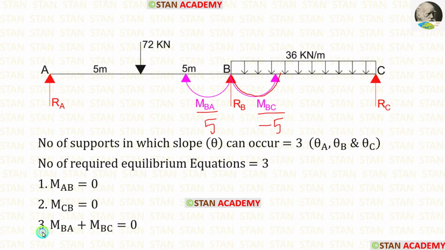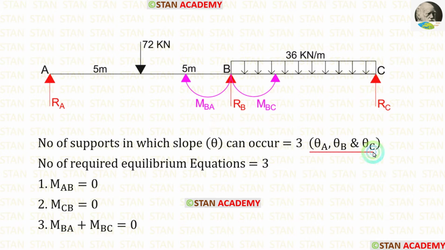Using the concept, we can make the third equilibrium equation. MBA plus MBC is equal to 0. In this problem, we are having three unknowns. To find out three unknowns, we needed three equilibrium equations and we have formed them.